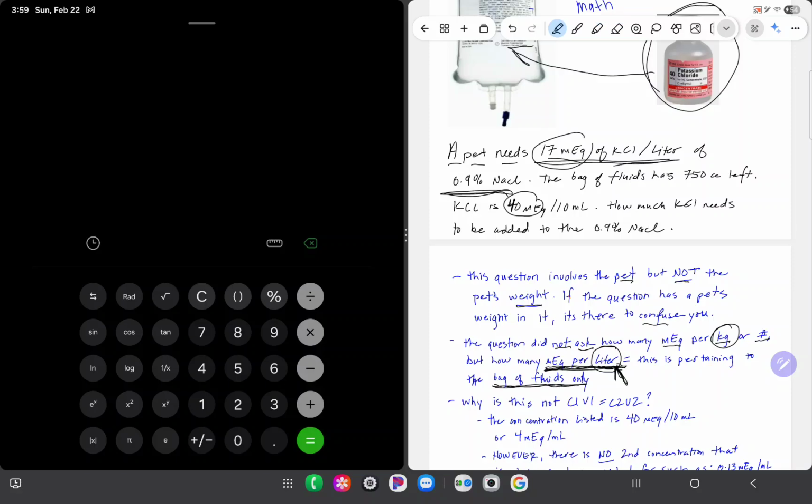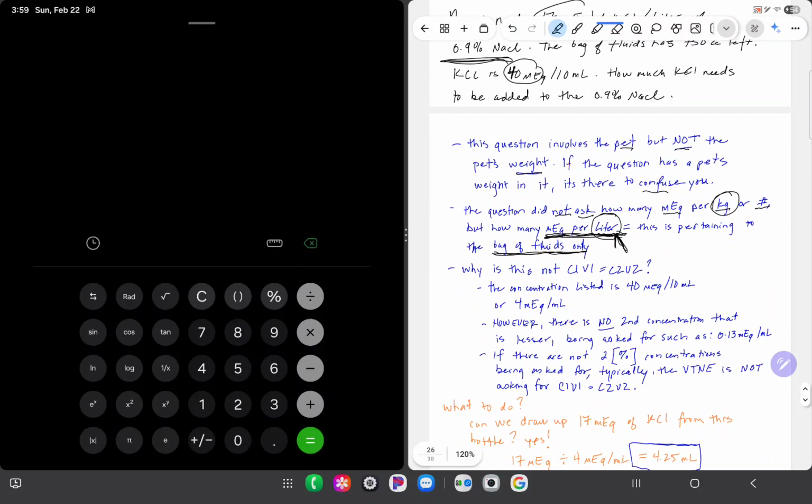So a lot of people say, well, this sounds very much like C1V1 equals C2V2. Agreed. Why is this not C1V1, C2V2? Because in the last one I said concentration can be a percent. Concentration can be mg per mil. Concentration can be milliequivalents per mil. Gosh, that is true. So the concentration listed in this question is 40 milliequivalents in 10 mils, or 4 milliequivalents per mil.